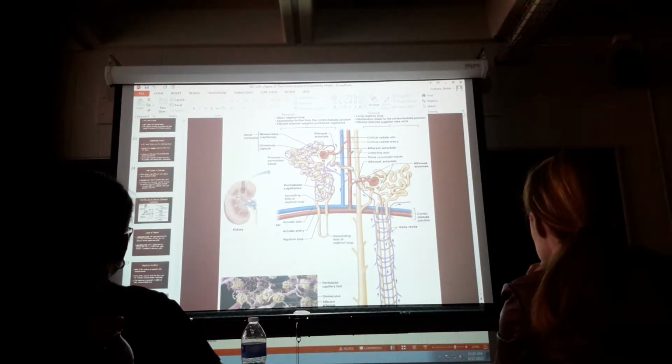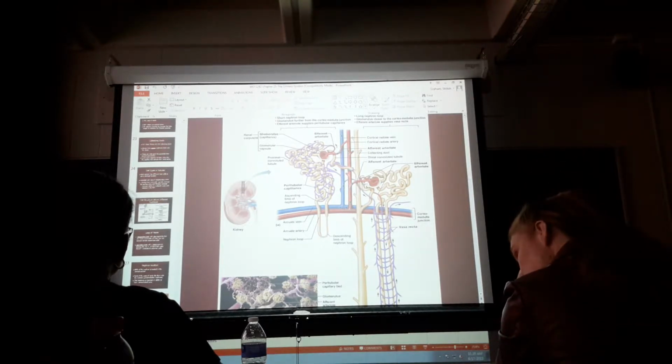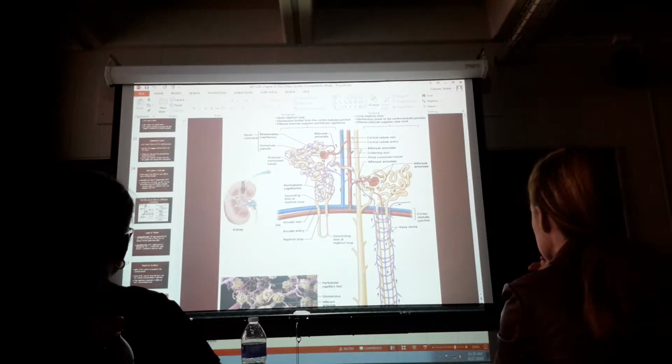So it kind of forces the pressure down, and it keeps it staying in there for a while, gives it time to filter. So that's the design of it. And then the efferent comes out, and that's how we get stuff back out into the blood.